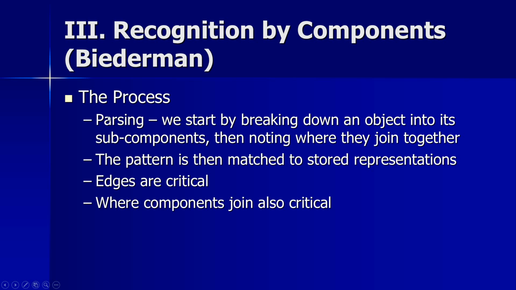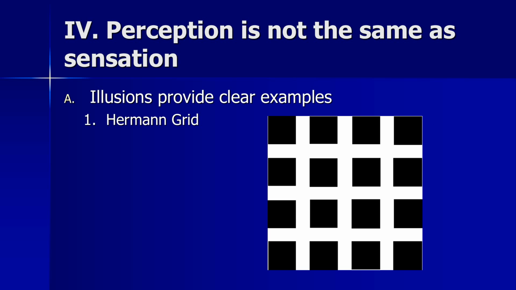So the process here starts with parsing. We start by breaking down an object into its subcomponents and then noting where they join together. Again, that's why these conjunctions are so important. The pattern is then matched to stored representation, and again, edges are critical, and where components are joined are also critical. And again, that's the whole point of camouflage, is to hide the edges and to hide where things come together in order to not recognize that it's a person and hope they just blend into the background. Okay, so that's recognition by components.